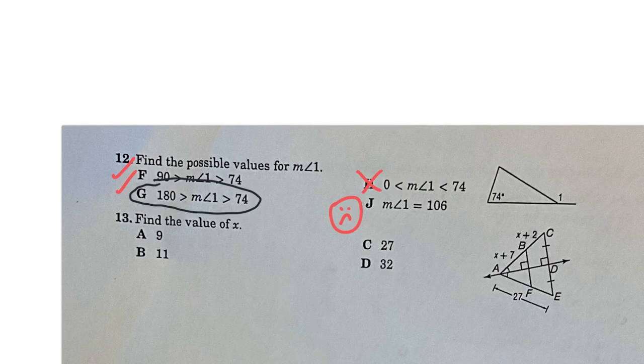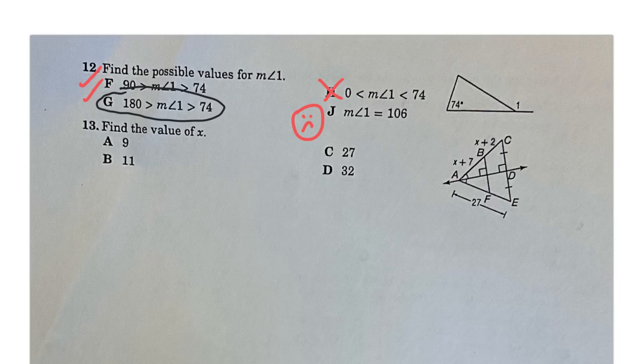Because once again, the measure of angle 1 certainly needs to be more than 74 because of the exterior angle inequality theorem. And then it also has to be less than 180. There's no question about it due to the thing that I just said. So let's move on with our life.